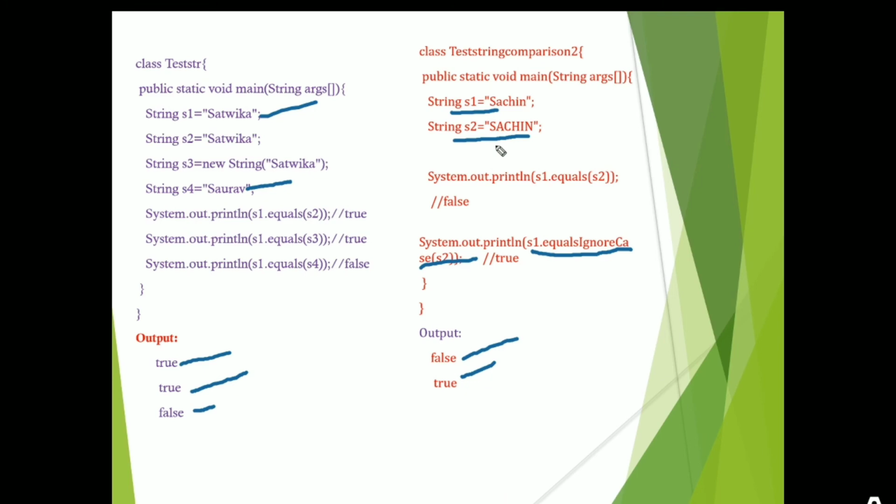When we use equalsIgnoreCase, it ignores the case, so it returns true. But by using the equals method, it returns false. By using equalsIgnoreCase, it returns true. So the difference is that equals checks the letters' case, and equalsIgnoreCase ignores the letters' case. That is the difference between the two methods.